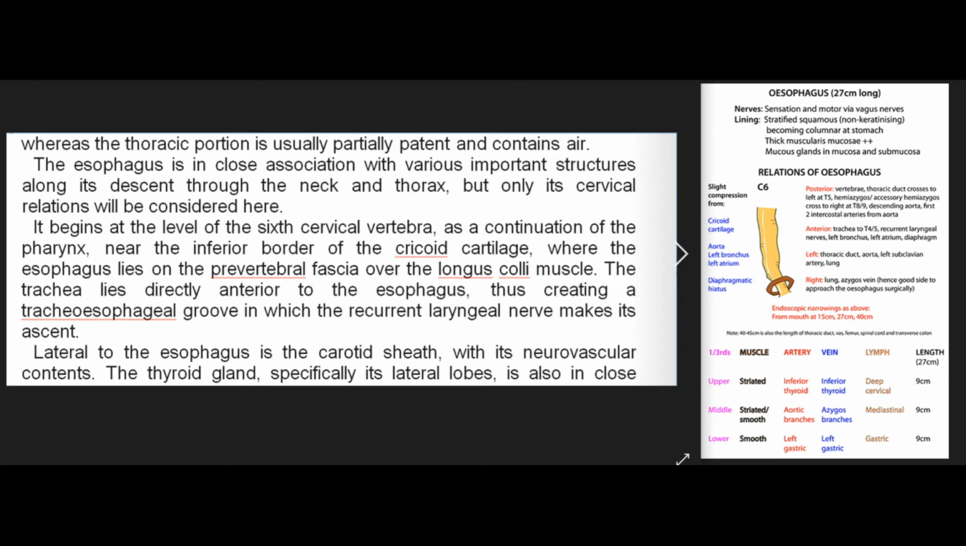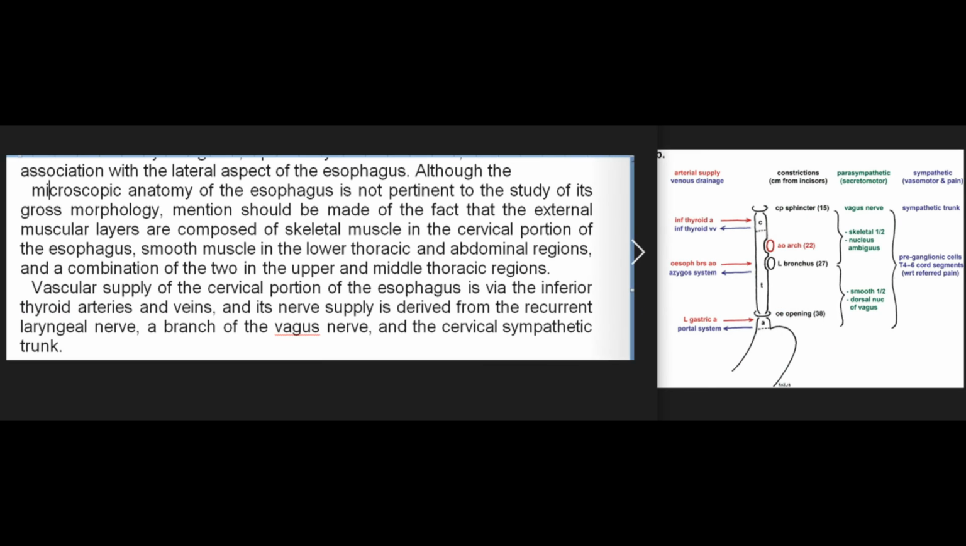The trachea lies directly anterior to the esophagus, thus creating a tracheo-esophageal groove in which the recurrent laryngeal nerve makes its ascent. Lateral to the esophagus is the carotid sheath, with its neurovascular contents. The thyroid gland, specifically its lateral lobes, is also in close association with the lateral aspect of the esophagus.